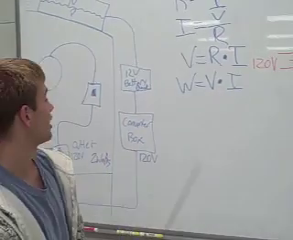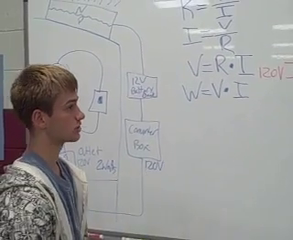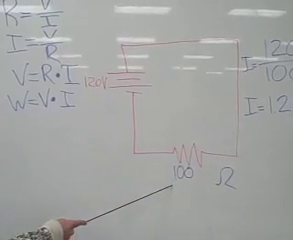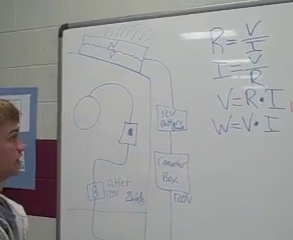Okay, so here we have our circuit. 120 volts is coming from a 120 volt converter box. Now let's just say that 100 ohms is going to be the total amount of resistance in this entire circuit.